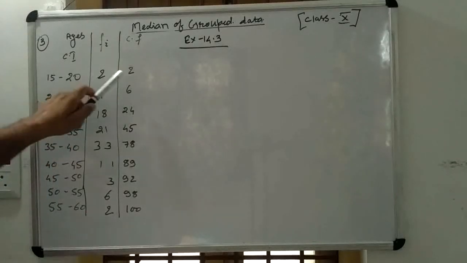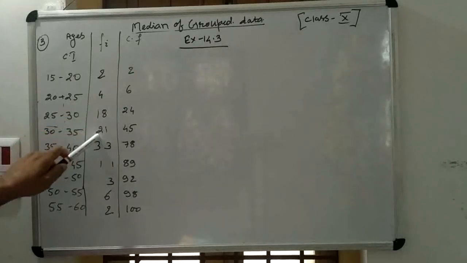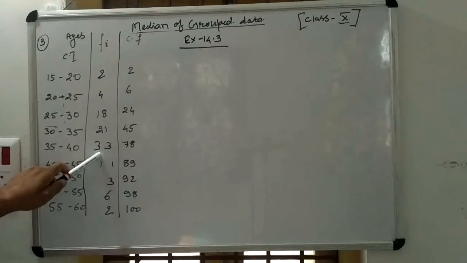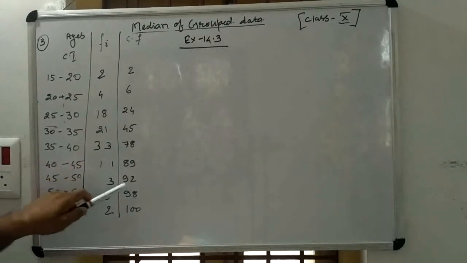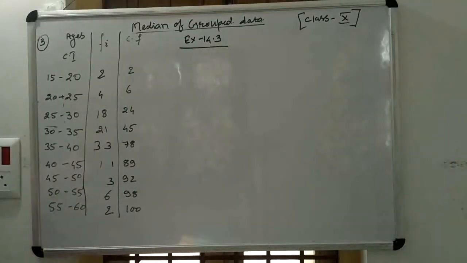Cross check it. 2 plus 4 is 6, 6 plus 18 is 24, 24 plus 21 is 45, 45 plus 33 is 78, 78 plus 11 is 89, 89 plus 3 is 92, 92 plus 6 is 98, 98 plus 2 is 100. So in this way your frequency table has been completed.